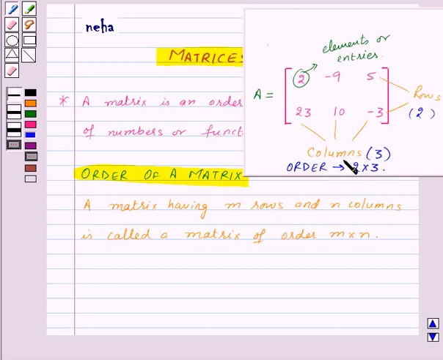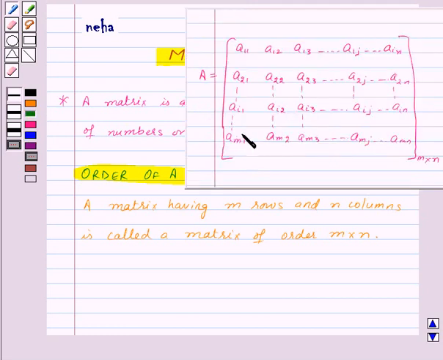Now, by looking at the order of the matrix, we can say how many elements will be there in the matrix. So here, the order of the matrix is 2 by 3 and 2 into 3 is 6. So there are 6 elements in this matrix. Now this is the general form of a matrix of order m by n, in which there are m rows and n columns. The general element of this matrix is denoted by aij, where this is the element of ith row and jth column. And we denote the matrix A by aij of order m by n.